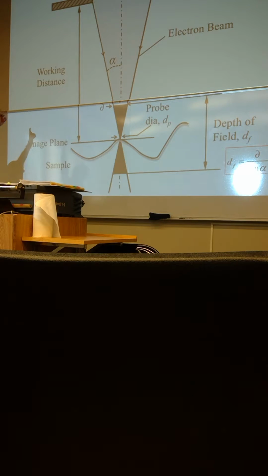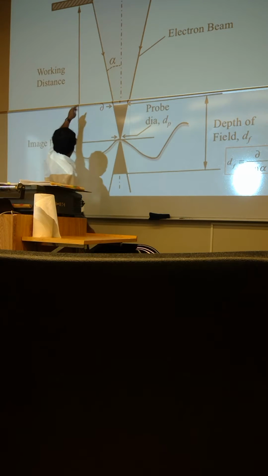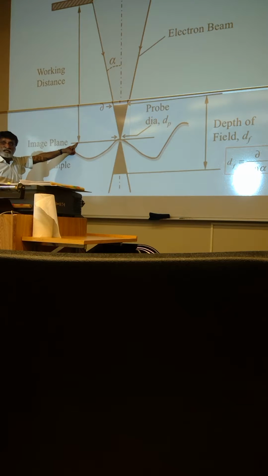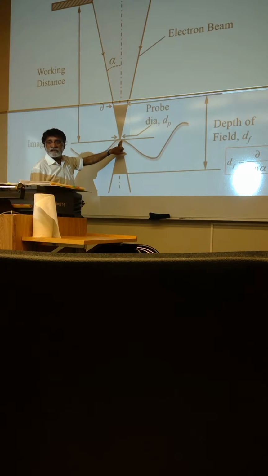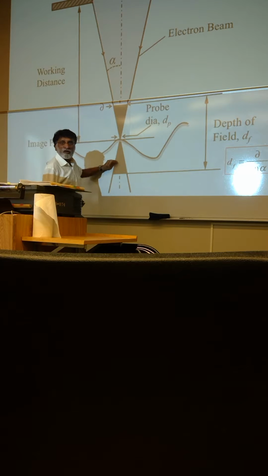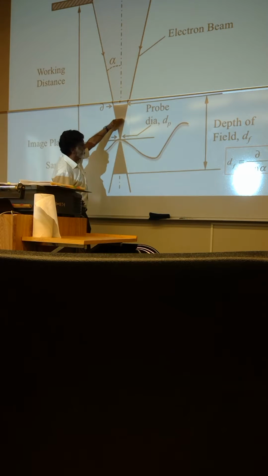What is called the working distance. That is the distance between the final aperture, which I said is the critical aperture, and the image plane. Here's your sample surface that is shown here. That is this working distance. The sample is not always at this working distance. It can be moved up and down. Oh, sorry, this image plane can be moved up and down.